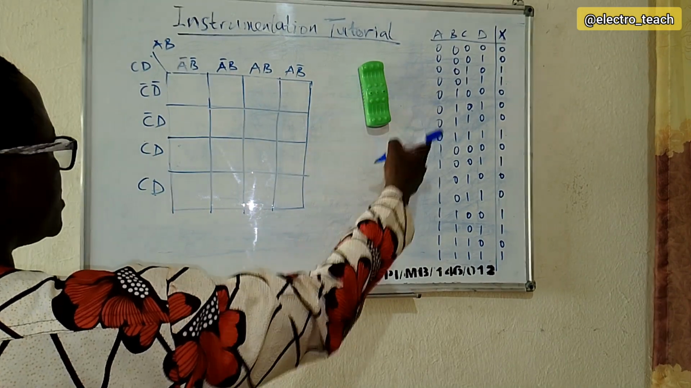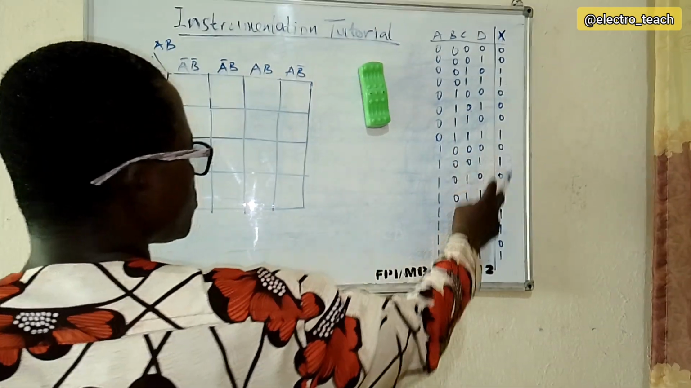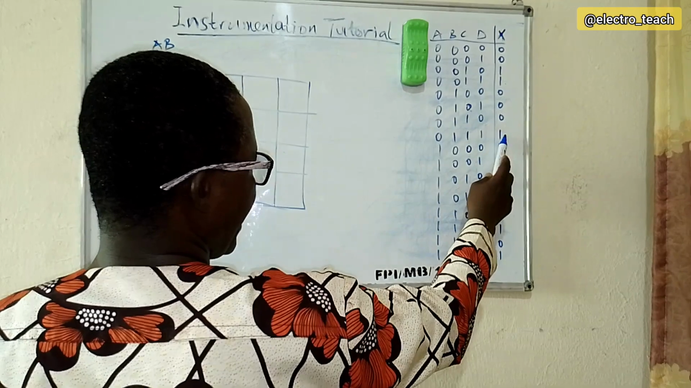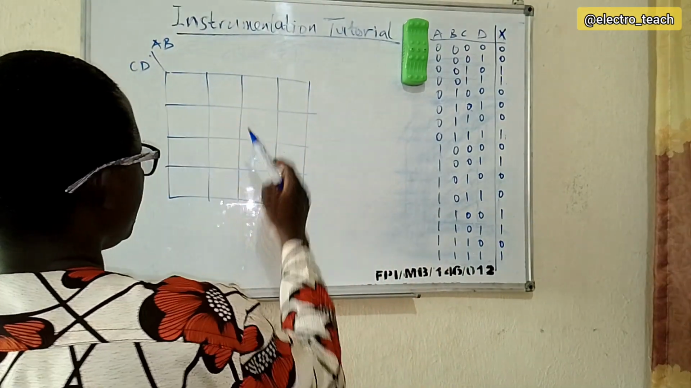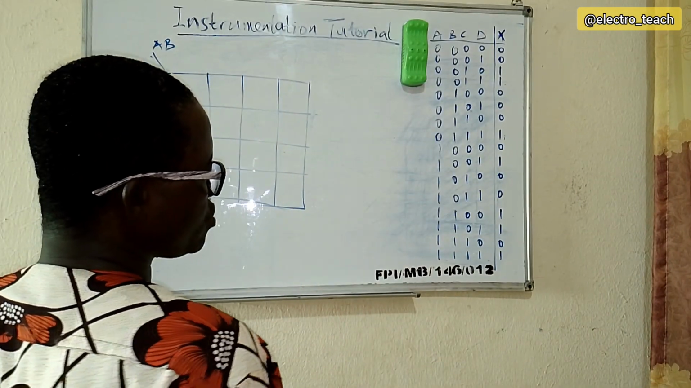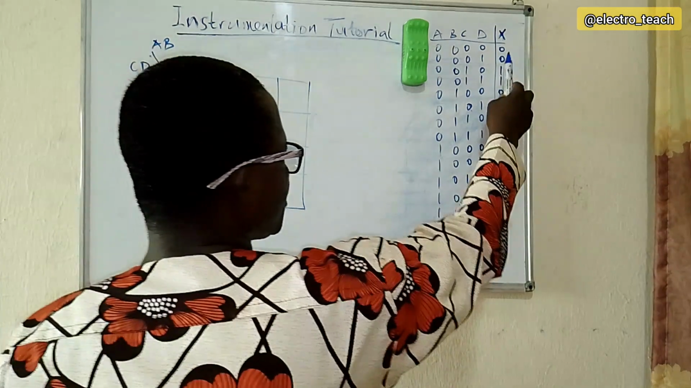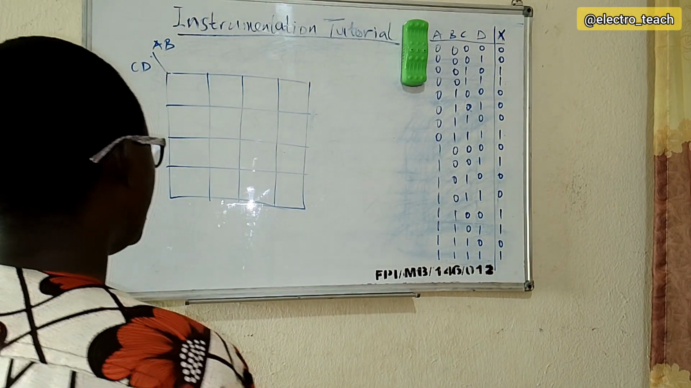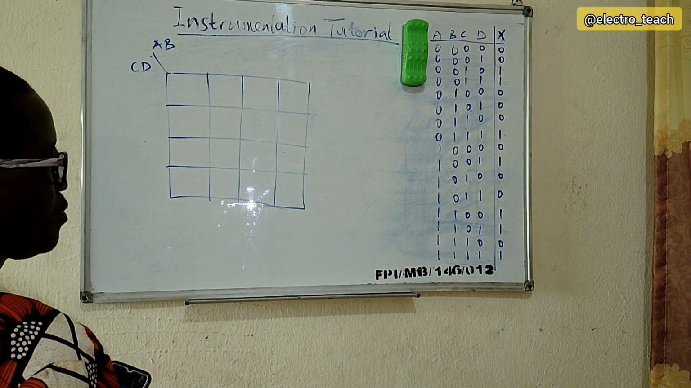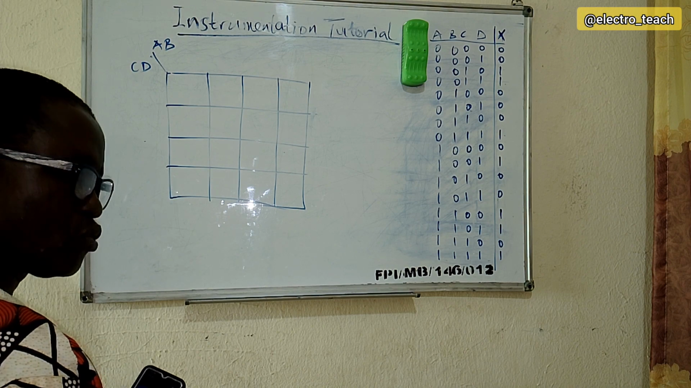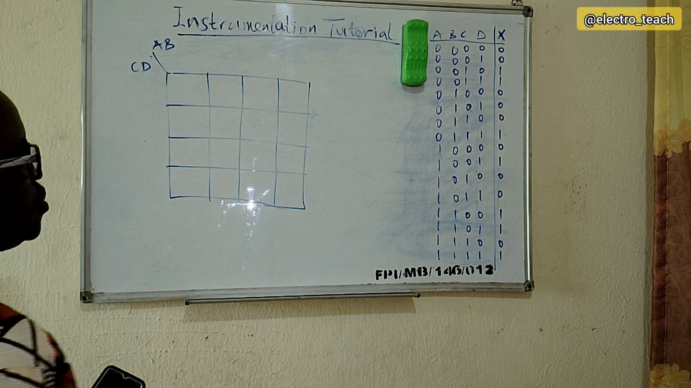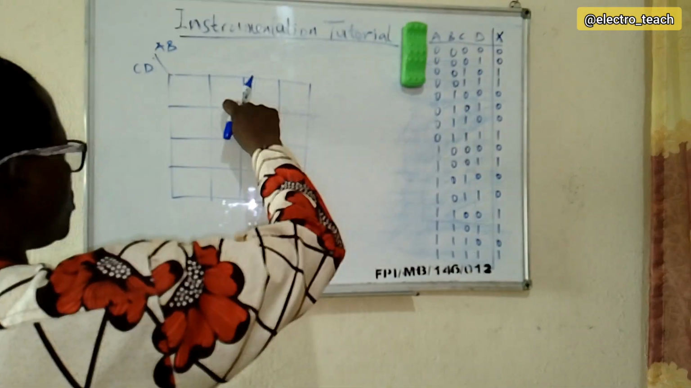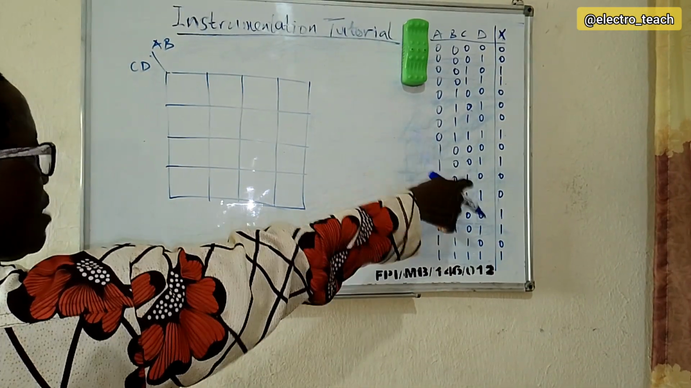So we transfer the 1s into the map. We're going to map them into their respective cells. The 0s, the lows, we are not dealing with that. This is a simplification using Karnaugh map, whereby we're going to arrive at a sum of products. Okay, so let's see the way we are going to transfer the high outputs into the map, into the cells.